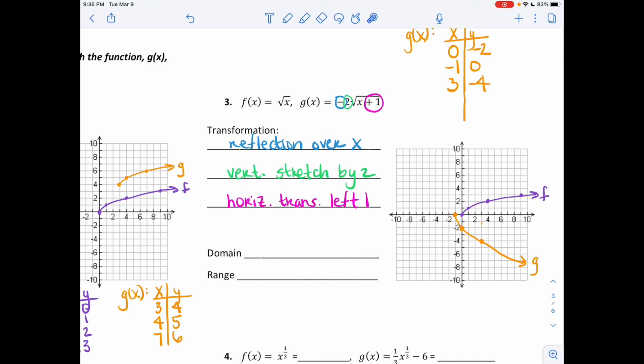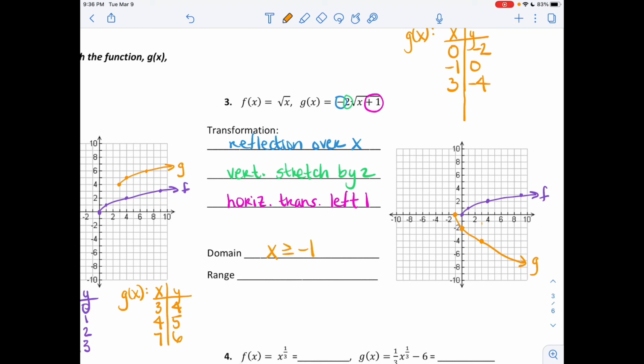Now, because we shifted up, down, left, or right, our domain or range or both is going to change. My domain now starts at -1 and then continues towards positive infinity. So I'm going to have x greater than or equal to -1.